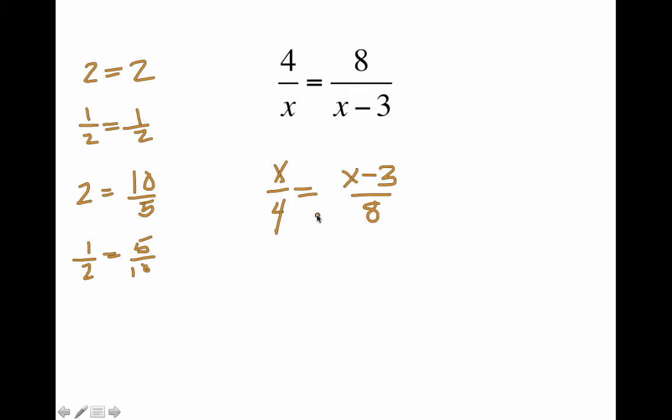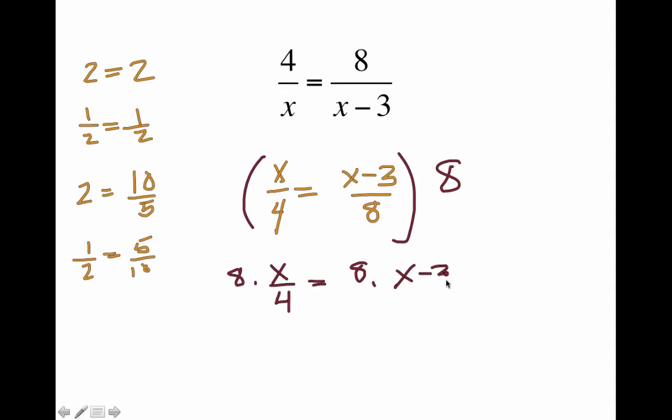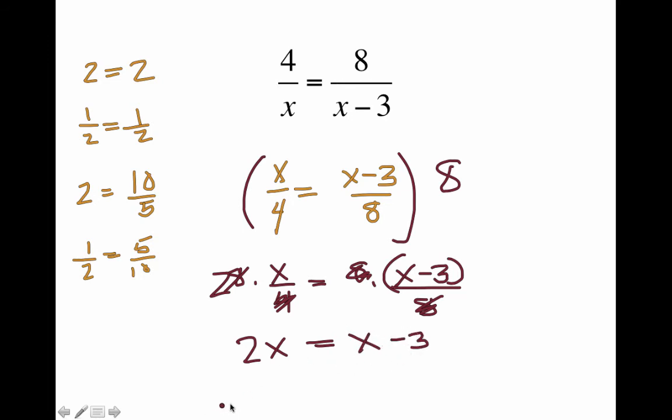So some kids might want to flip this so that the x's are in the numerator. It makes it a little bit easier. Multiply by the lowest common denominator between 4 and 8. That would just be 8. So over here I would get 8 times x over 4 equals 8 times x minus 3 over 8. The 8's cancel on the right-hand side. 4 goes into 8 2 times. I'm left with 2x equals x minus 3. Subtract x from both sides, and I get x equals negative 3. The exact same thing I got before.